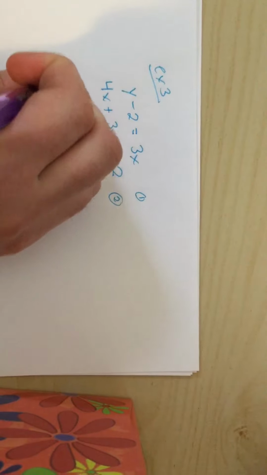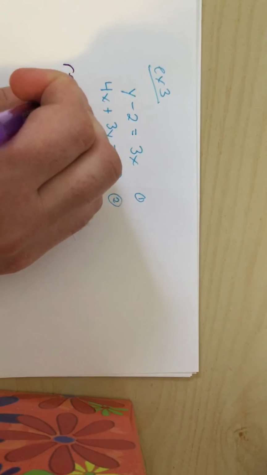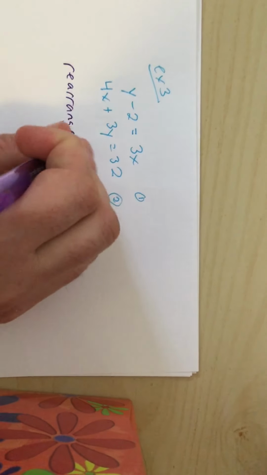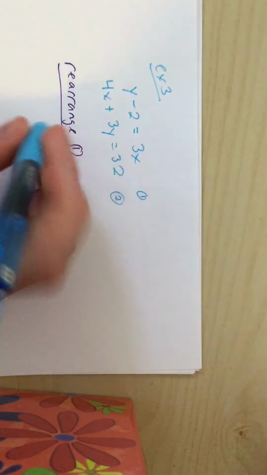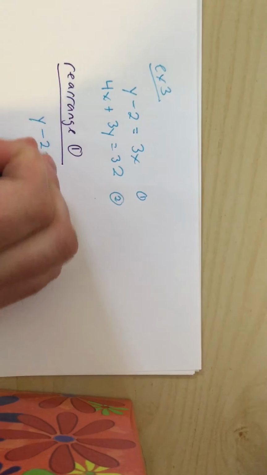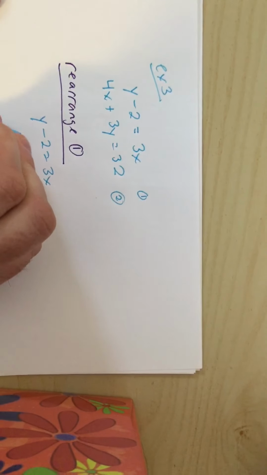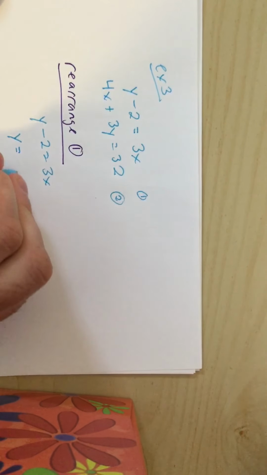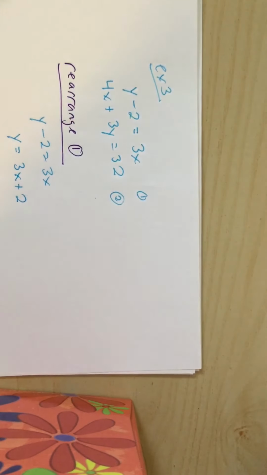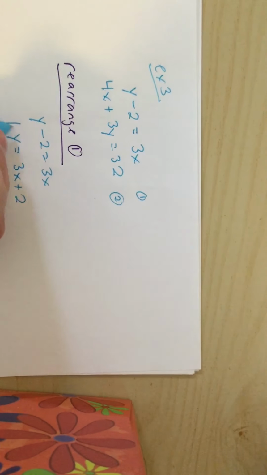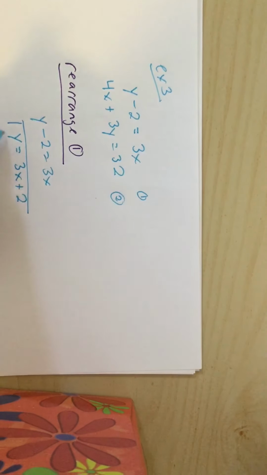So I'm going to rearrange. Am I on the screen? Yeah. I'm going to rearrange equation 1. So it's going to be y minus 2 equals 3x. y equals, the -2 goes and becomes positive, 3x plus 2. And we're done. That's y alone. So that's equation 3.